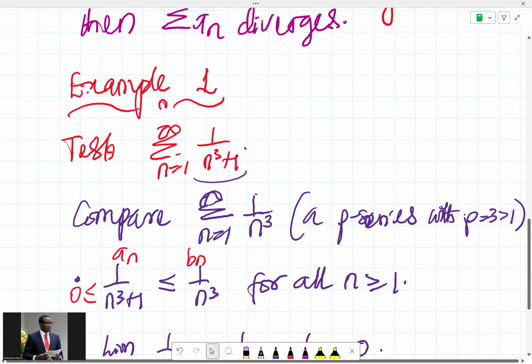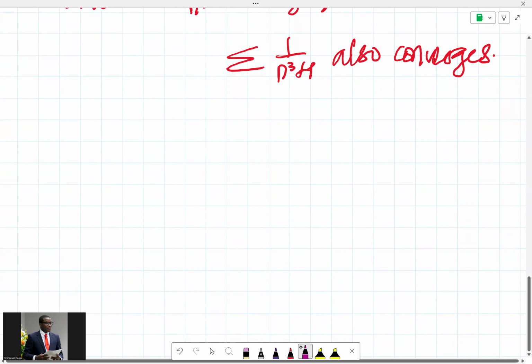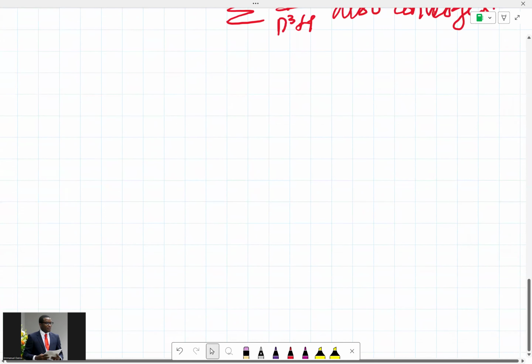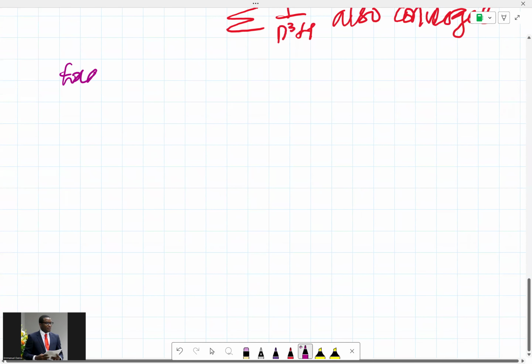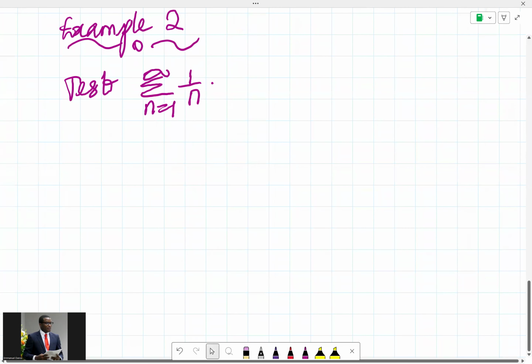That interesting example, 1 over n, is always surfacing. Let's do that. So example 2 now. We want to test the summation from n equals 1 to infinity of 1 over n. So let's test this and see what happens.